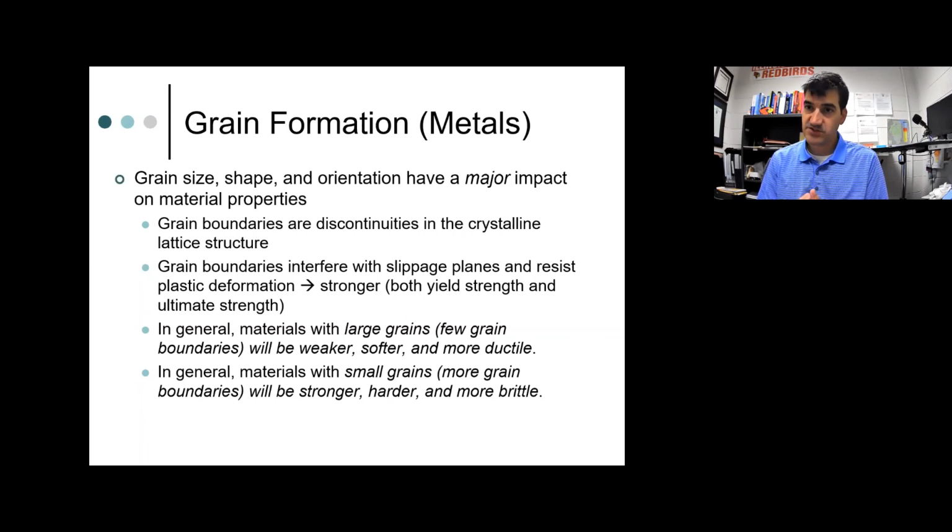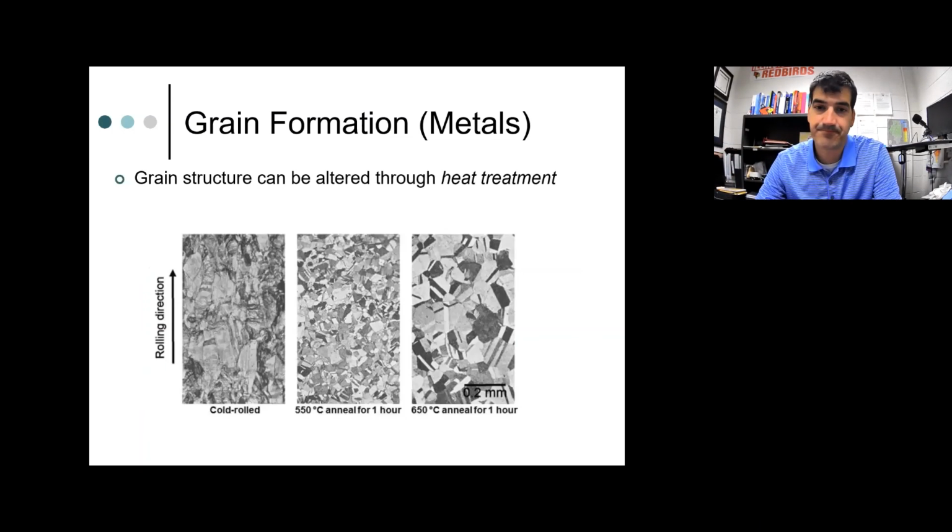And that turns out to be true, and we're going to talk more about this in the heat treatment. But for now, what I want you to understand is that materials with larger grains will have fewer grain boundaries, fewer places to interfere with the slippage along slippage planes. So generally those materials are going to be weaker and softer and more ductile. The opposite is true for materials with lots of smaller grains. You're going to have more grains per unit volume, more grain boundaries, and therefore those materials are going to be stronger and harder and also more brittle because they won't be able to stretch as much. So there's always trade-offs.